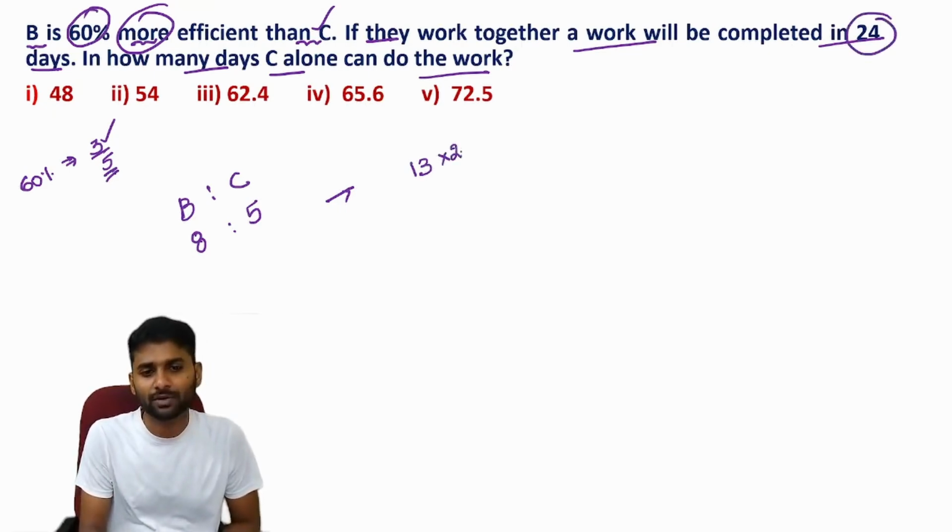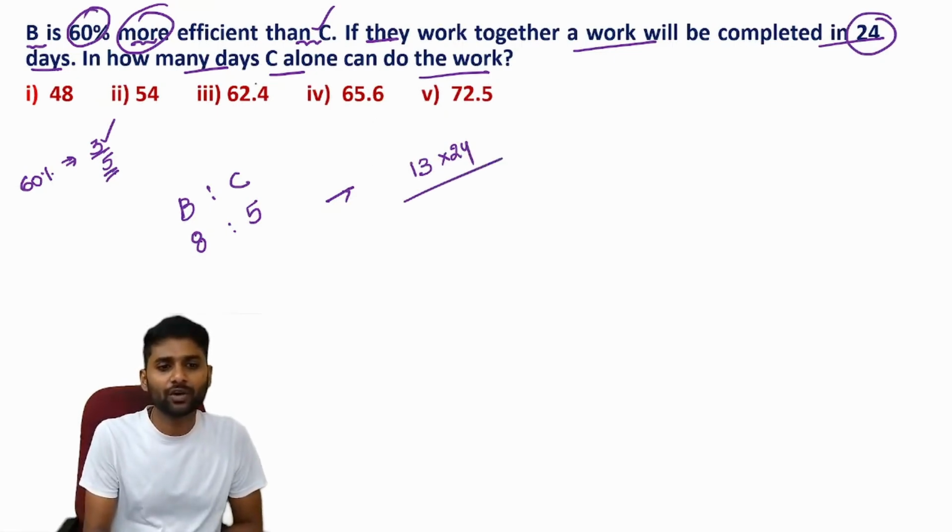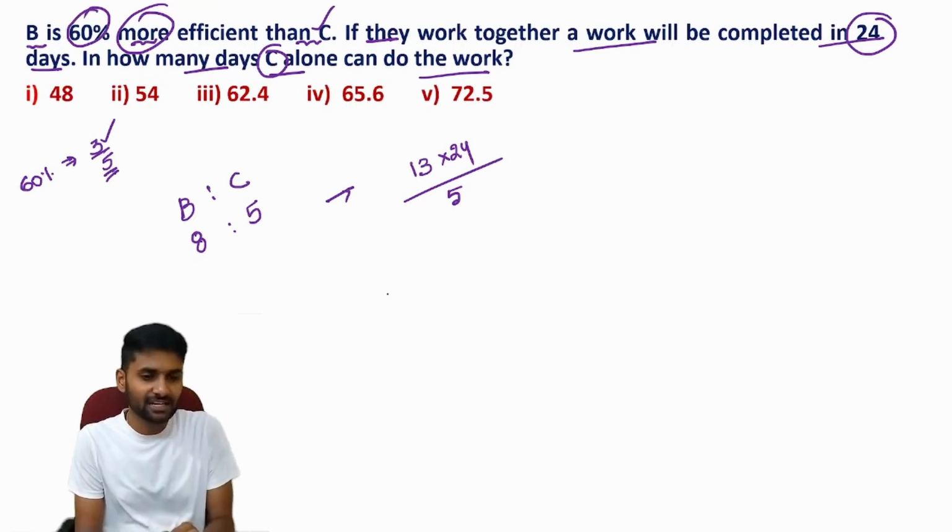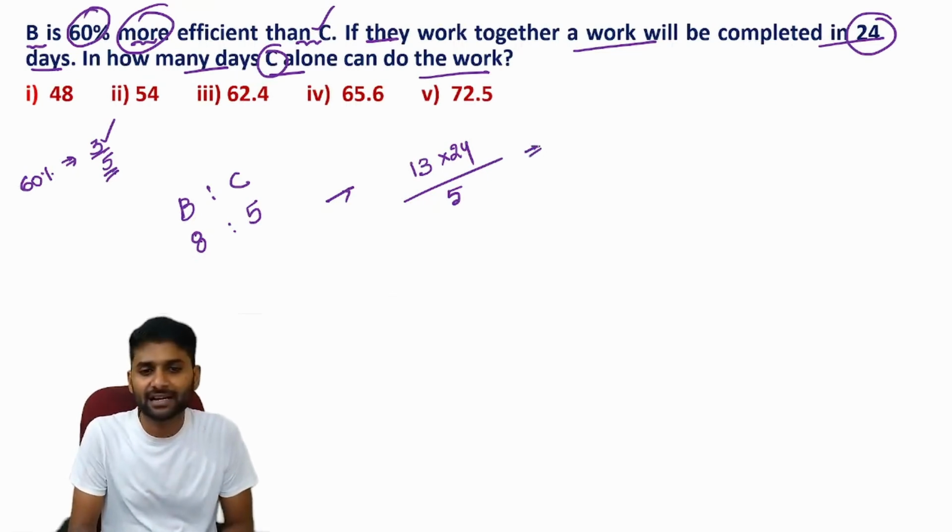So what about the total number of units here? 13 into 24. Here this work we are going to assign to C alone. So how much time does C alone take? C alone completes exactly 5 units per day. If C completes 5 units per day, how much time does it take exactly?